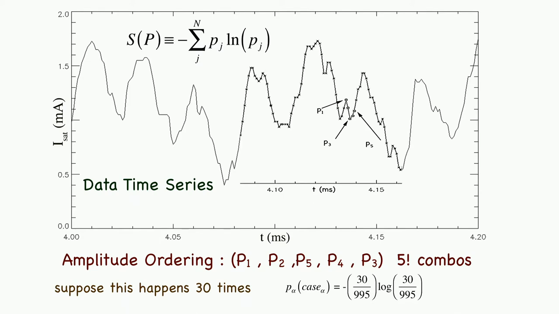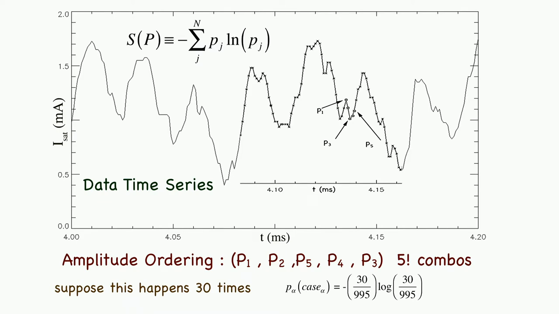You take the time series and break it into bins. So there could be typically 5, 7, 10 numbers in a bin. So for example, suppose you had a bin with 5 numbers. What you do is just count of those 5 data points, which is the biggest, which is the next biggest, which is the next biggest, right? And you get an ordering. So for these 5 points I randomly chose, point 1 is the largest, point 2 is the next to the largest, point 5 is the third largest, and so on.